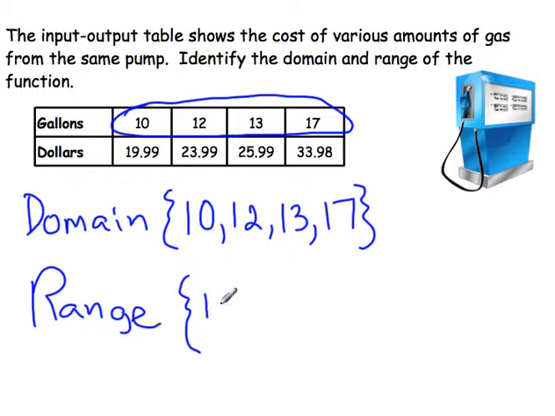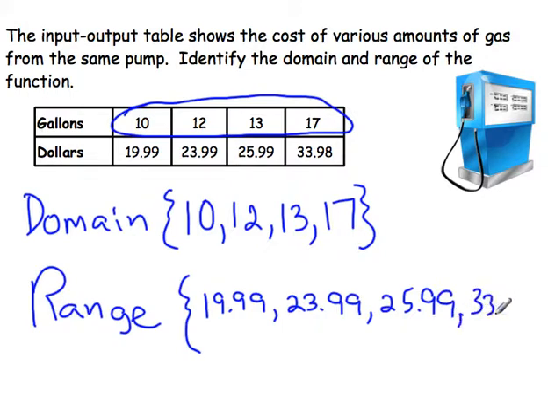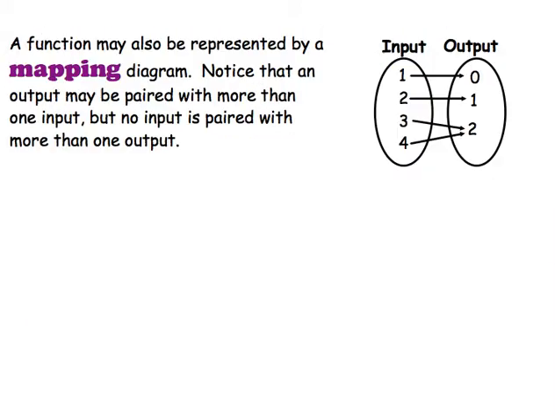So we've got 19.99, 23.99, 25.99, and 33.98, okay? So that's the set of all outputs, the range. A function may also be represented by what we call a mapping diagram.